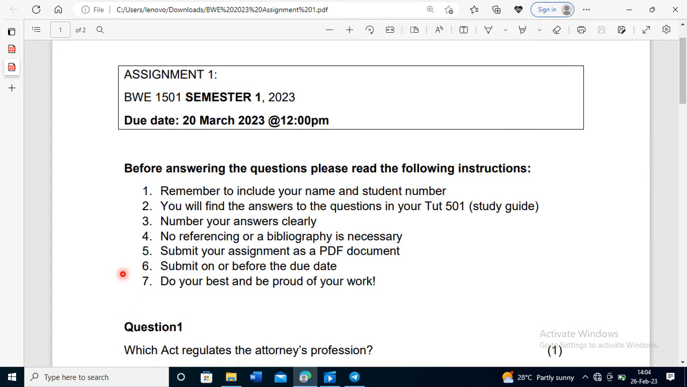The first thing, guys, is that we have to check the instructions before we can answer an assignment. Every assignment, please make sure that you go through the instructions. Our first instruction states: remember to include your name and student number. So you have to write your full names and surname, and then skip a line, and then type your student number, and then you can start with your assignment.